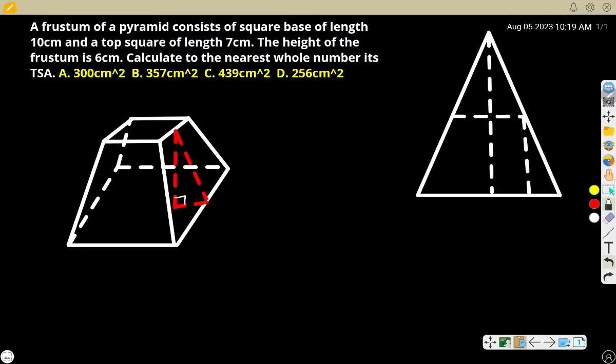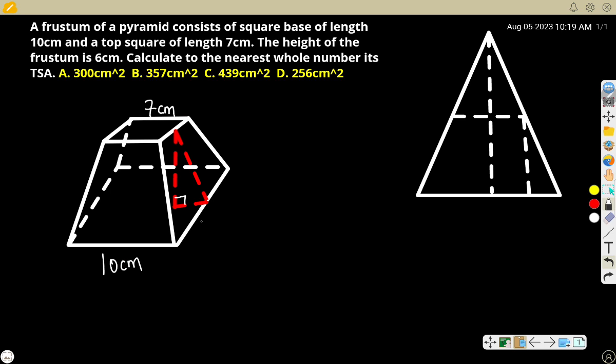So we have a frustum of a pyramid consists of a square base of length 10 centimeters. That means the base of this pyramid is 10 centimeters, a square base, and a top square of 7 centimeters. So that means the top square is 7 centimeters.